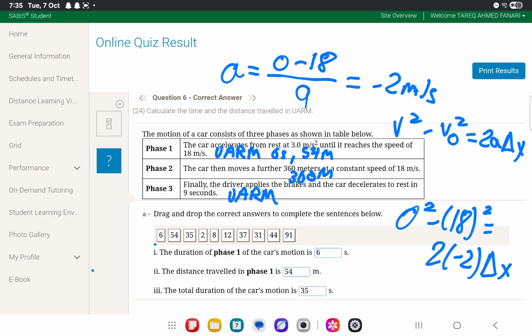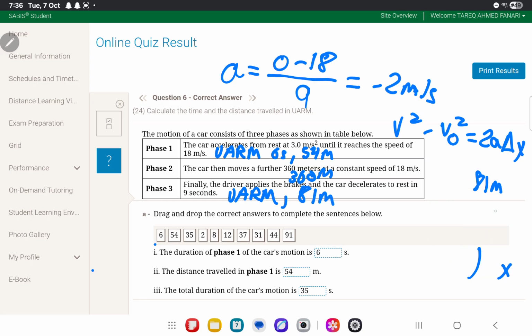Negative 18 squared equals negative 4x. So this will give you delta x equals 81 meters, right? So that means in this phase, we traveled 81 meters, okay?